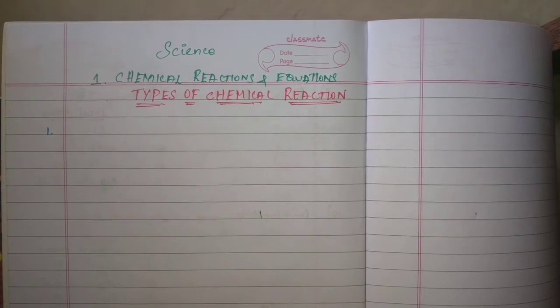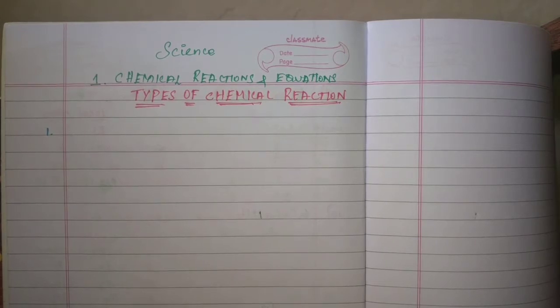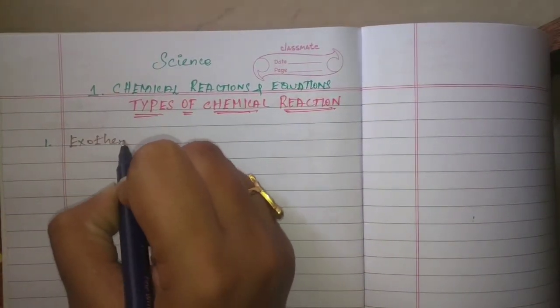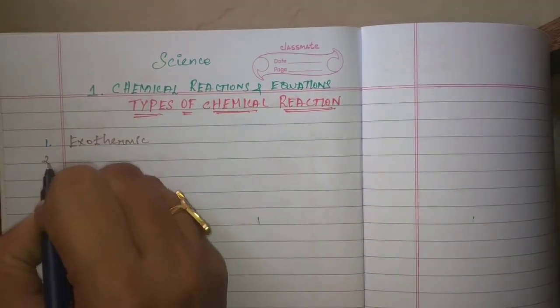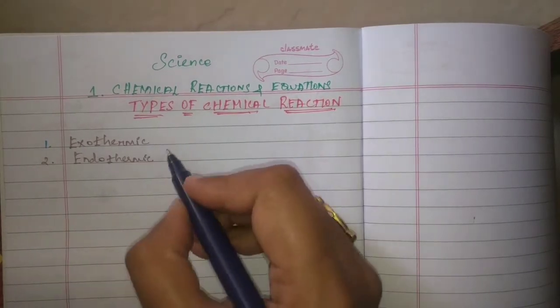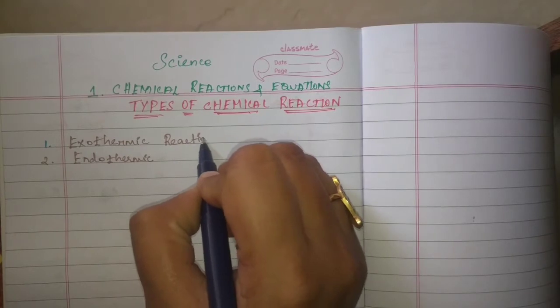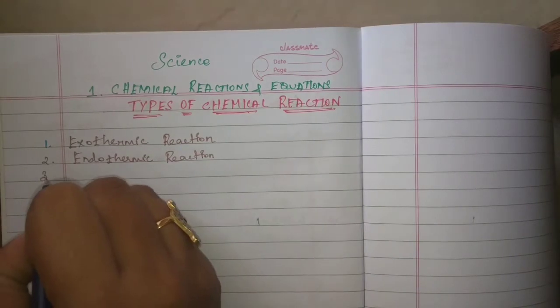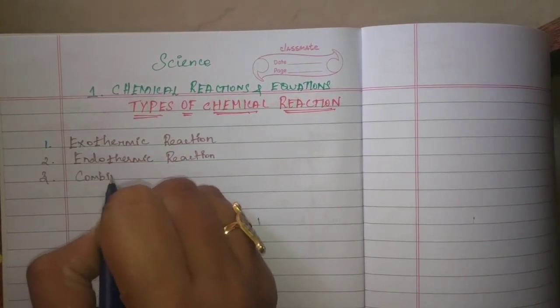Today we are going to learn an important topic, that is types of chemical reactions from the chapter Chemical Reactions and Equations. Here I am going to discuss types of chemical reactions. First, exothermic reaction. Second, endothermic reaction. And third one, combination reaction.